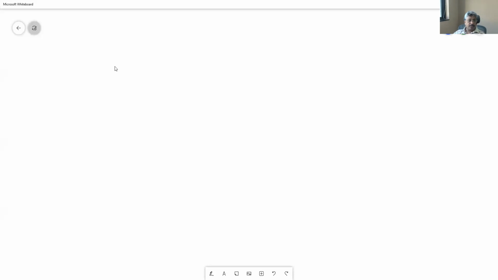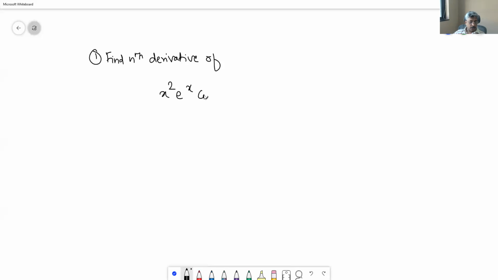Find the nth derivative of... that was the problem. The first problem was to find the nth derivative of x square e raised to x cos x, right? So do you want me to write the answer or do you want me to show it? Suppose the first function is x square, u, into v, okay? So the nth derivative, this is f of x, u into v.